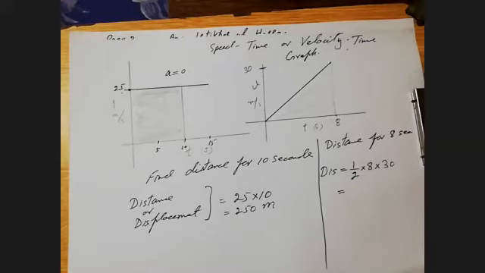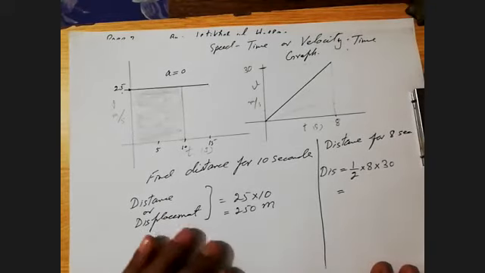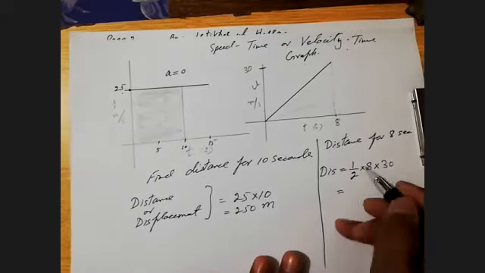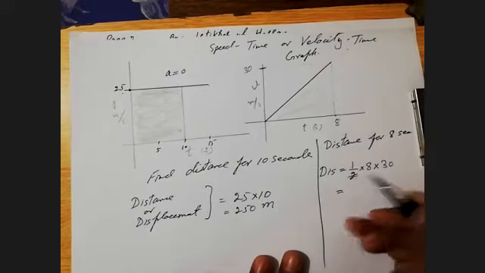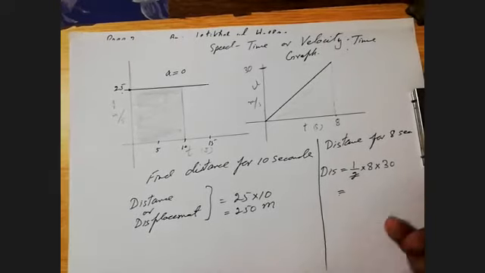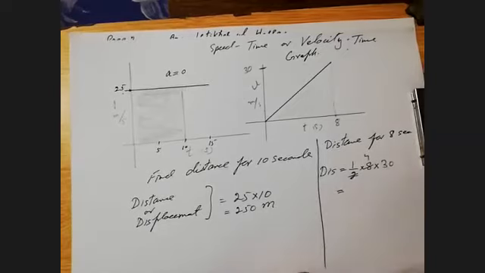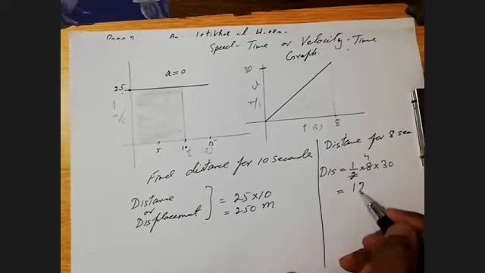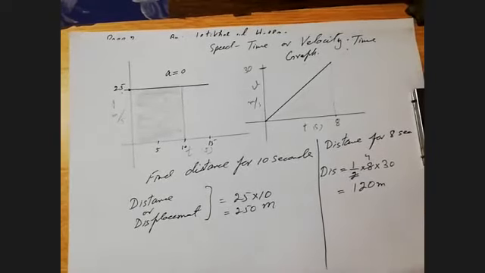But remember this, you are not going to apply the unit of area, you are going to apply the unit of distance, because you are going to find out distance. So you can divide 8 by 2 or 30 by 2, it's up to you. I'm dividing 8 by 2, so 4 times 30 gives 120 meters. Okay, this is a very simple example.